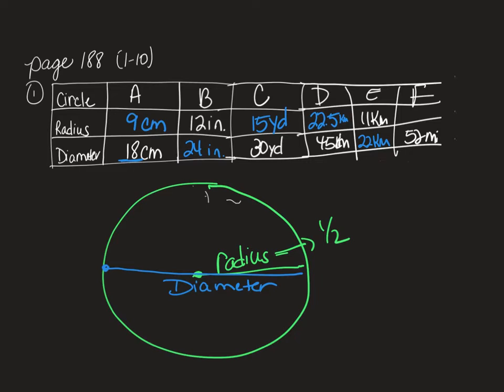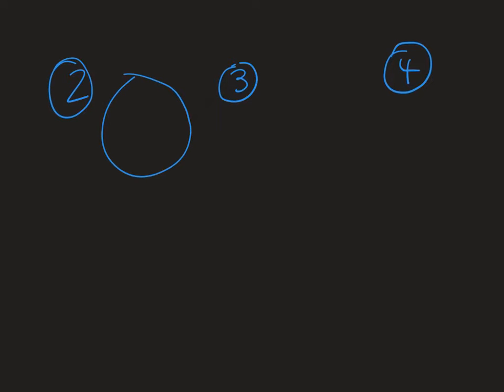And then how about 52 diameter? What would your radius be? 26. All right, does everybody understand that section? Yeah. All right, now let's move on. And let's look at 2, 3, and 4.